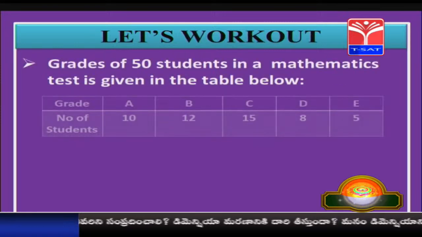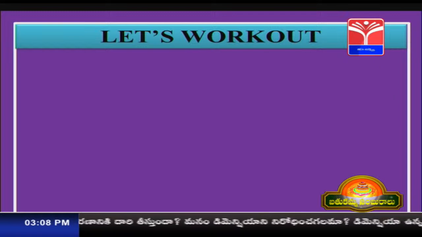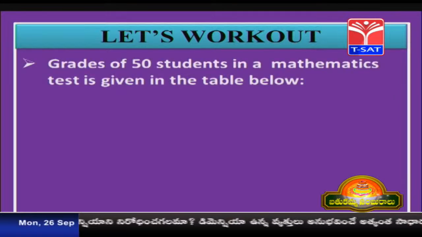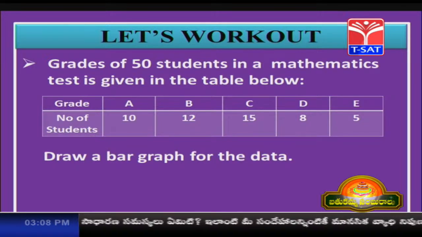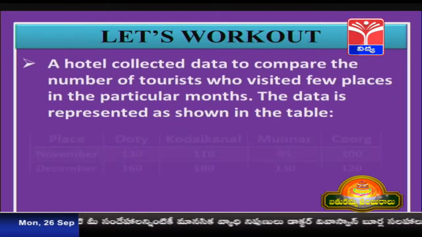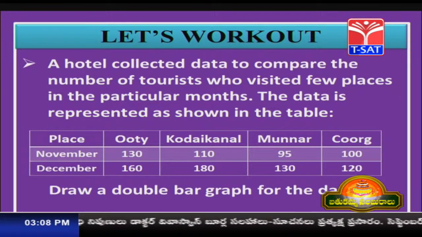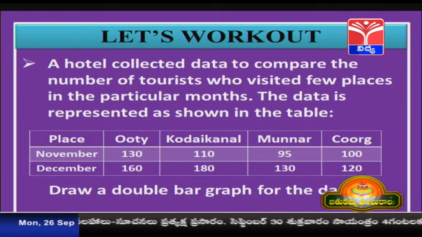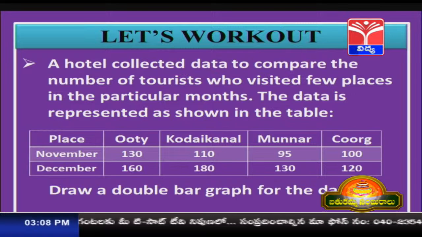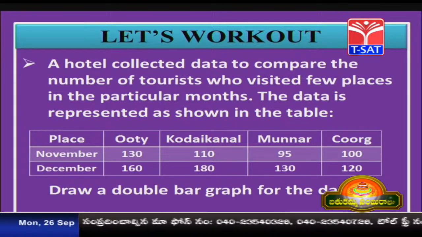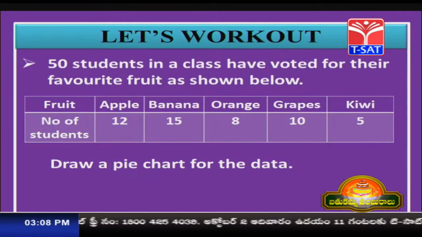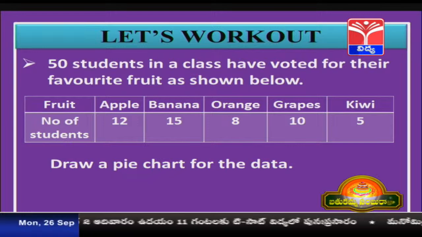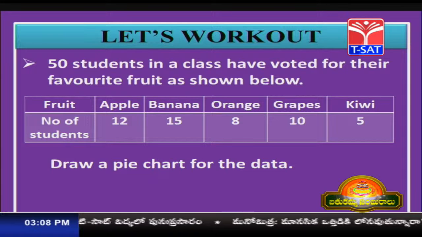So children, we will work out some problems also here, okay, as shown on your screen. Grades of 50 students in mathematics test is given. You need to draw a bar graph for this data. So the second problem is, a hotel collected data to compare the number of tourists who visited few places in particular months. The data is represented as shown in the table. So for this data you are going to draw a double bar graph. And final problem, 50 students in a class have voted for their favorite fruit as shown below. So different fruits are given and the children's votes are given, number of votes. Okay. You need to draw a pie chart for this data.